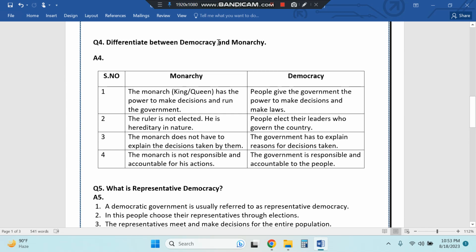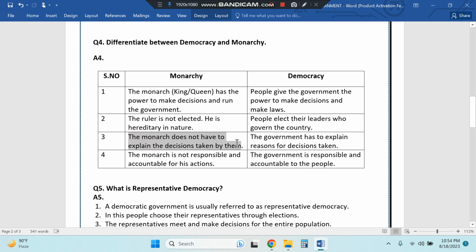Then question number 4, difference between democracy and monarchy. In a democracy, people elect their own representatives, whereas in a monarchy, the king has the power to make all the decisions and run the government. In a democracy, the elected leaders of the country govern the country. In a monarchy, the ruler is not elected, he is hereditary in nature, and they keep on ruling.